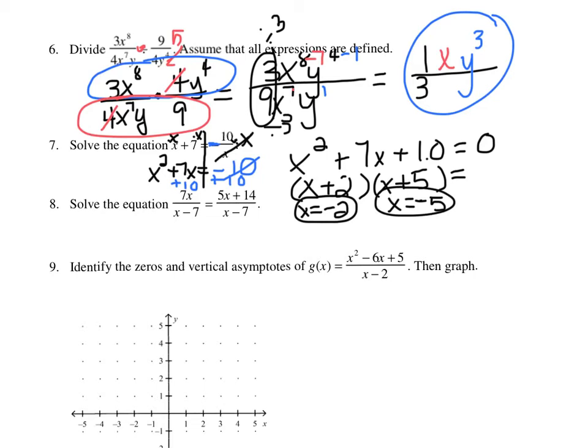Number 8, I'm not sure if I'm going to need more room to do this. First of all, look at the bottom of those. They are the exact same thing. So first let's cross those out and solve what's left. I'm going to solve this by moving these 5x's over to the other side by subtracting them. So 7x take away 5x is 2x. Those cross out, so we have 2x equals 14. We'll divide both sides by 2, and we get x equals 7.